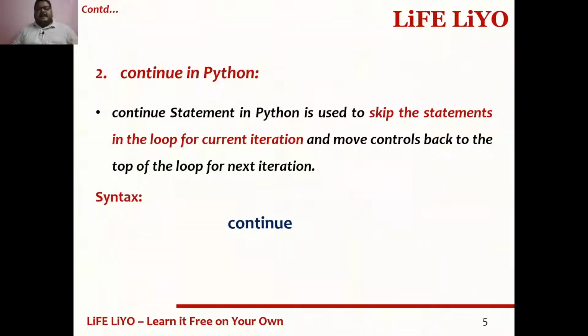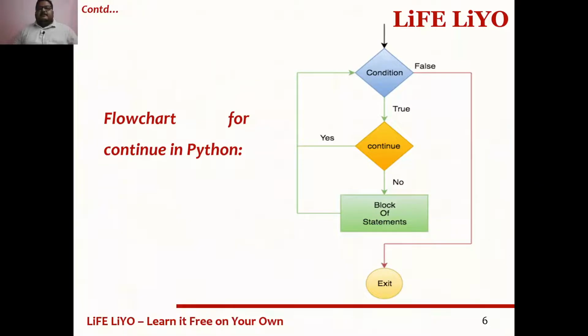Syntax, simply continue. This is the flowchart. First, as usual, the loop condition will be tested. If the condition is true, it checks the continue condition. If the continue condition is false, then the block of statements will be executed. Then again it goes back to the condition. Again the condition checks: no, continue not satisfied, so again the block of statements. Whenever the continue condition is yes, then instead of executing this block of statements, the loop will go back to the top again. That means the particular iteration is going to skip this block of statements.